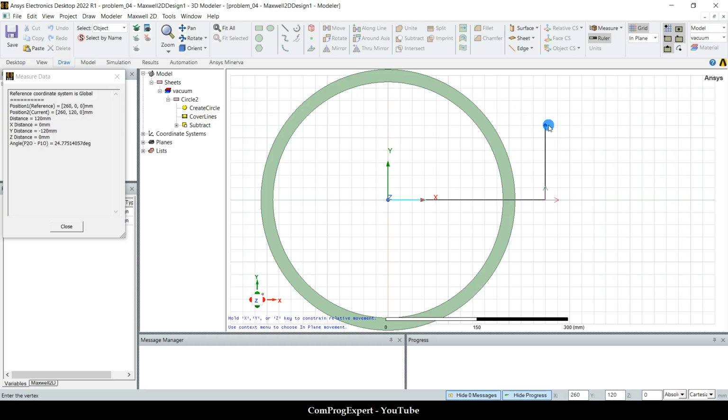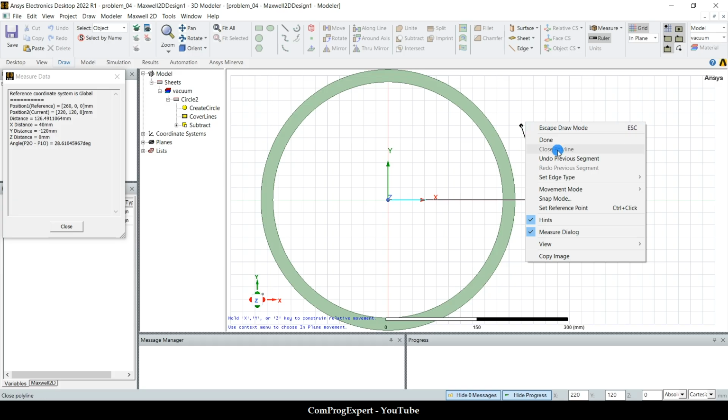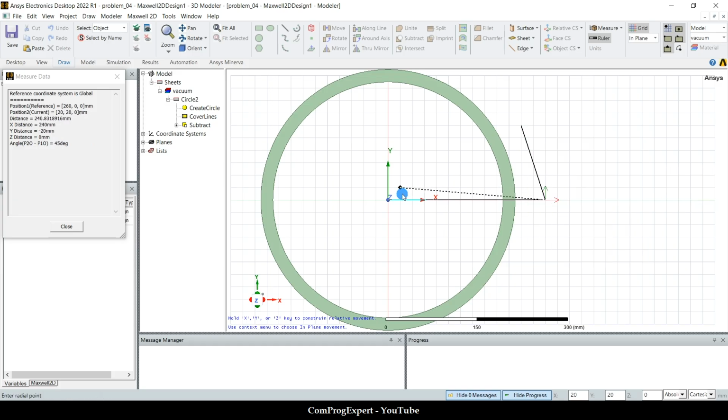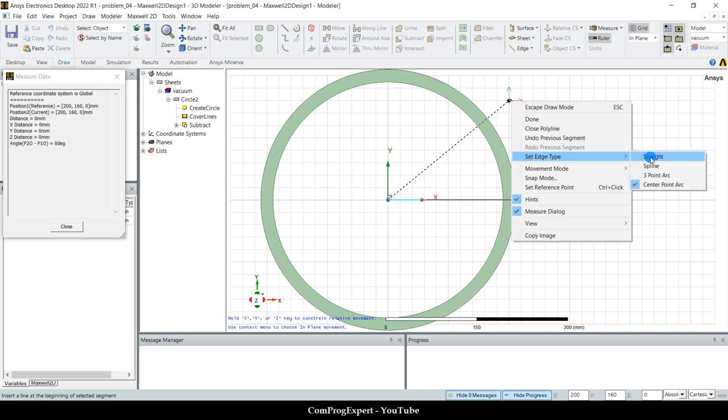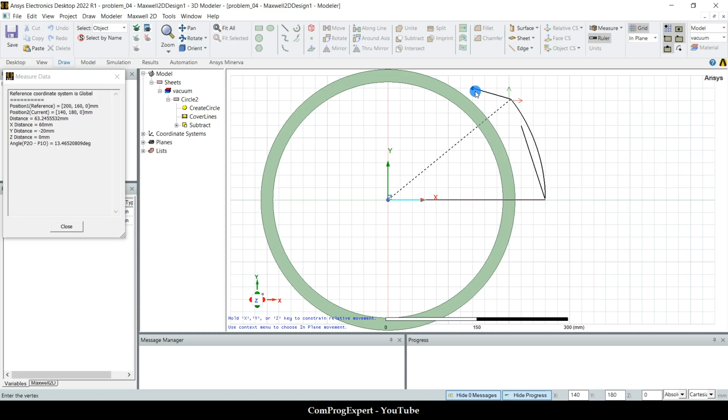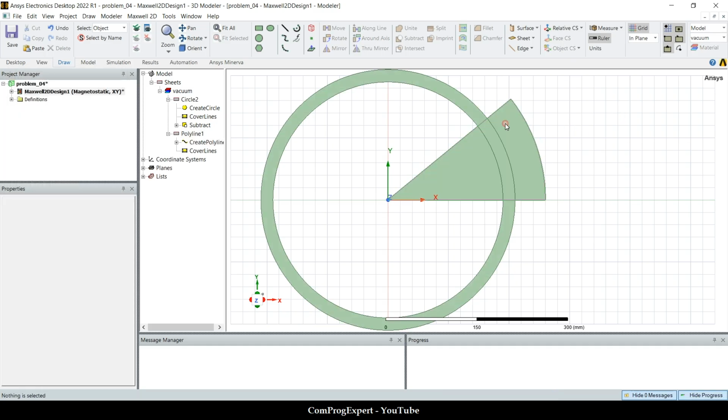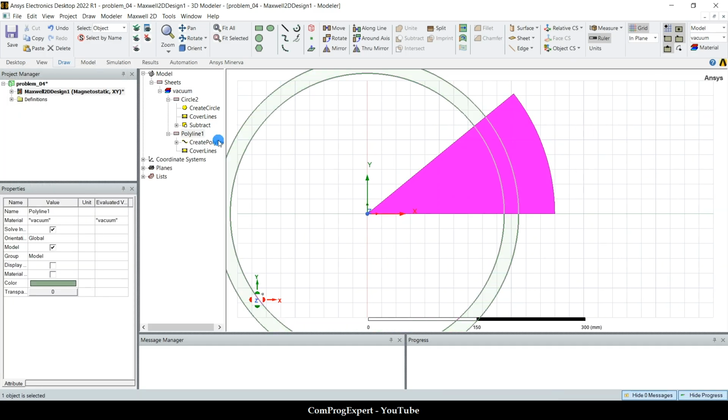Then I can extend this polyline. So right click, select set edge type, center point arc, and again straight. You should right click. So double click here to close this. Now we have this face.